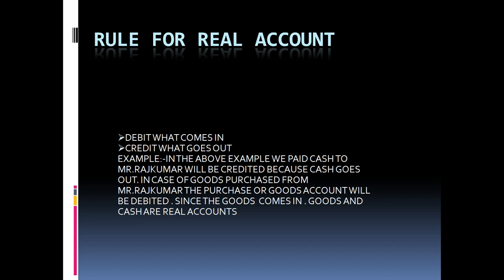Example: in the above example we paid cash to Mr. Rajkumar, so cash will be credited because cash goes out. In case of goods purchased from Mr. Rajkumar, the purchase or goods account will be debited since the goods come in. Goods and cash are real accounts.